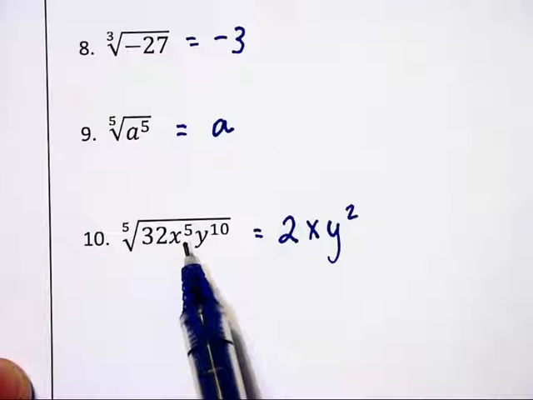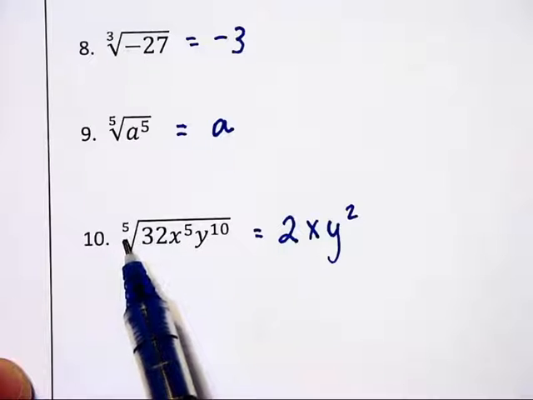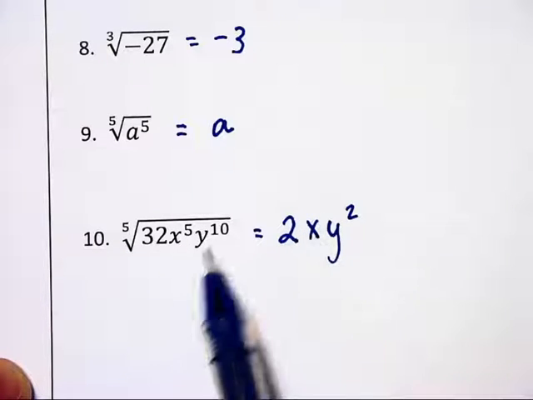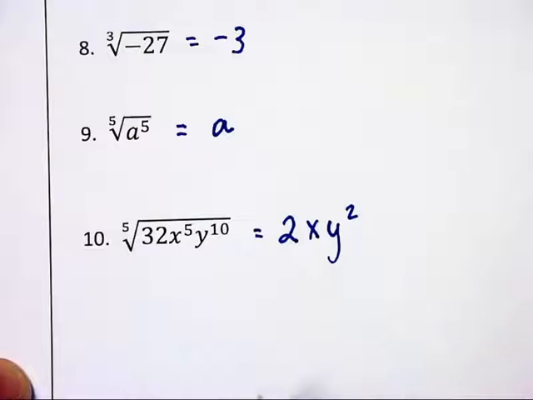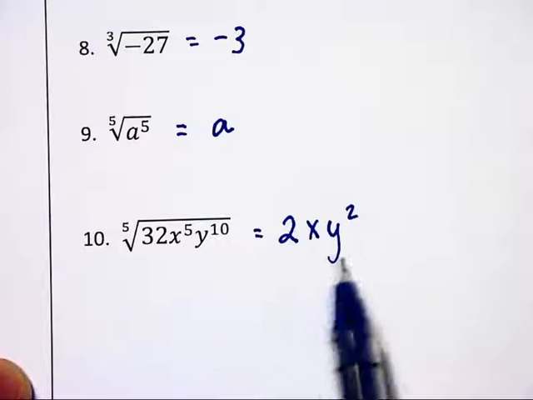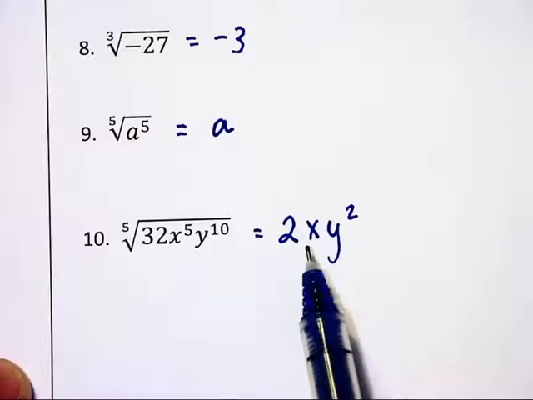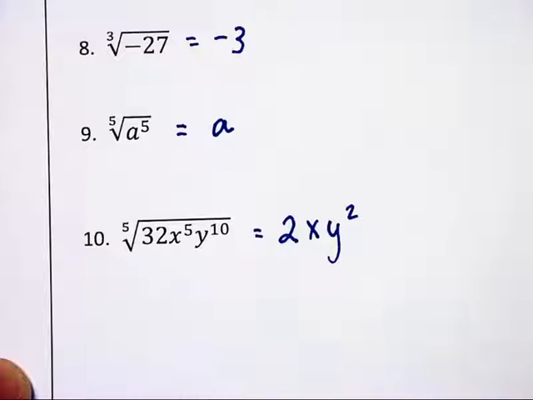Notice how I can just go 5 to the power divided by 5. The index gives me an outside value of 1, and 10 divided by 5 is 2. That works. And I do not need to consider absolute values here because this was an odd indiced radical.